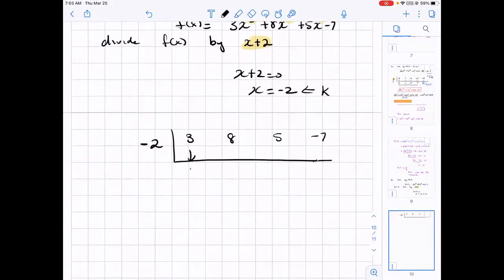Don't forget we always bring down. And then we multiply these two things, so this becomes negative 6. We add, we get 2. We multiply again, multiply this with this, so that becomes negative 4. We add, we have a 1. And then we multiply again this times this, and that becomes negative 2. And if we add, we get negative 9. So this here is my remainder.